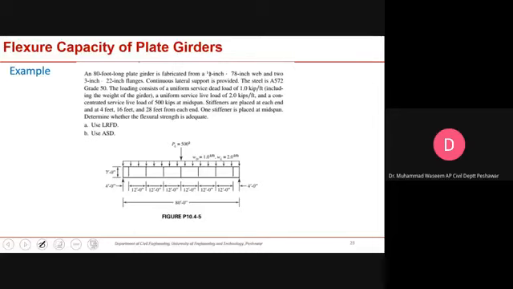Now there is another example. I think this is Example 10.1 in the Segui book. There is an 80 feet long plate girder fabricated from, I don't know, there is a misprint in the book as well. You can see the steel is this one, the loading consists of this service dead load and this live load. Stiffeners are placed at each end, and at 4 feet, 16 feet, this is the distribution. One stiffener is placed at the middle. Determine whether the flexure strength is adequate or not. You can see here, these are the stiffeners. So this is the loading scenario.